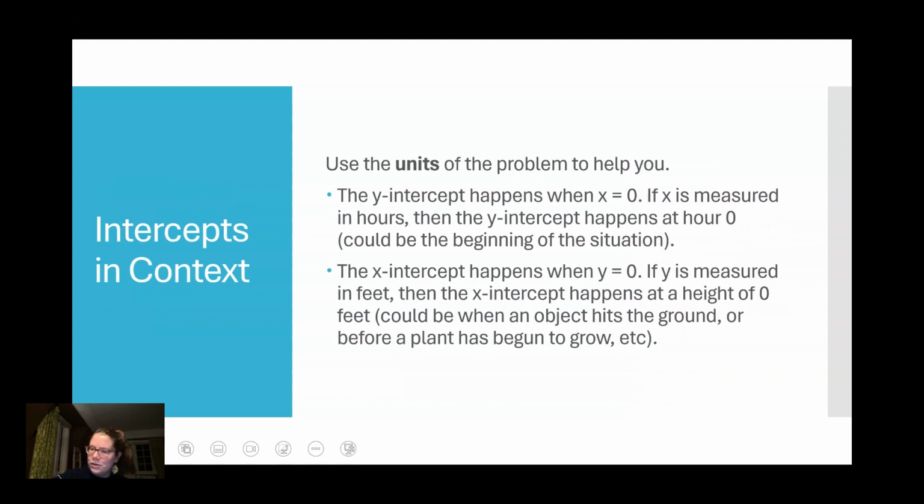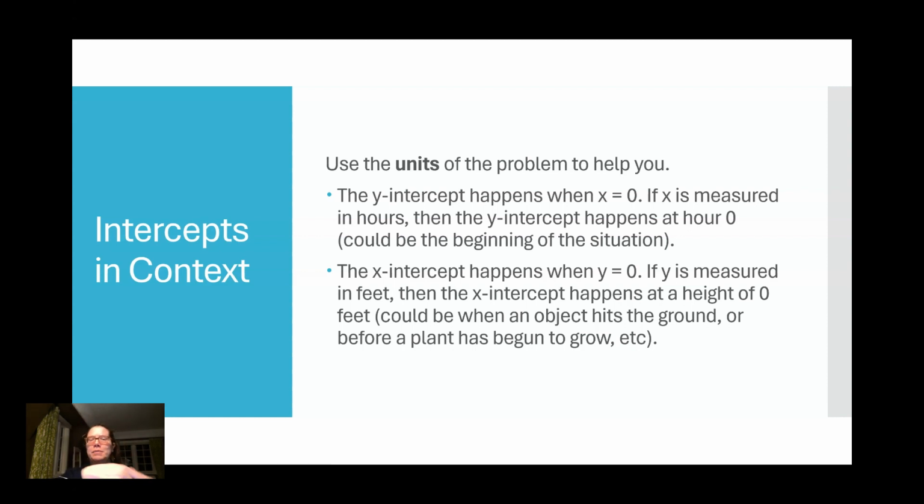You are also going to see intercepts in word problems, and units are going to be the thing that's going to help you out the most when you're looking for what this intercept means in context. So since we know the y-intercept happens when x is 0, we want to look at the problem and say, well, what are the units for x? If x was measured in hours, then the y-intercept is like at the beginning of time. If it's measured in feet, then the y-intercept is when it's 0 feet tall. Maybe it's a plant that's growing, right?